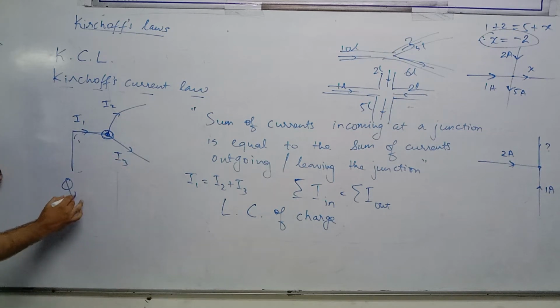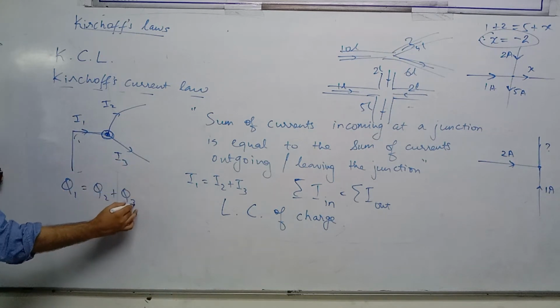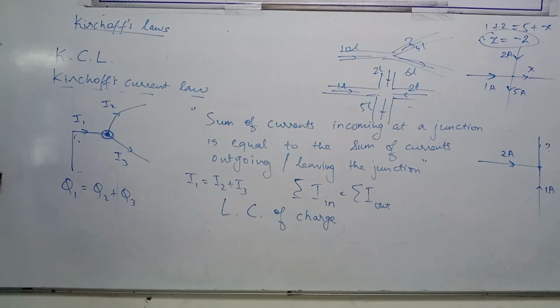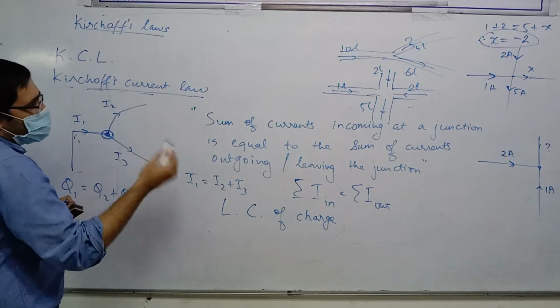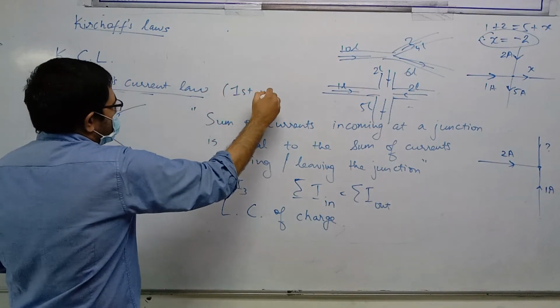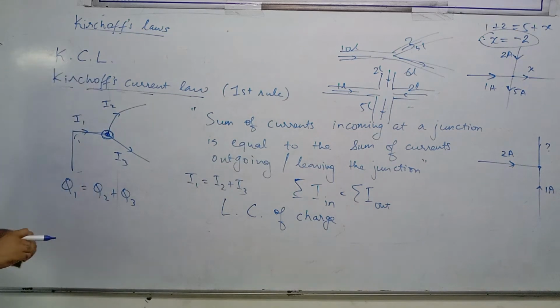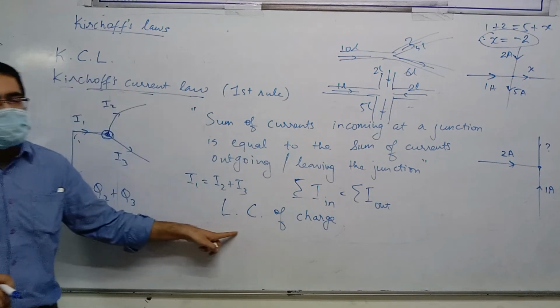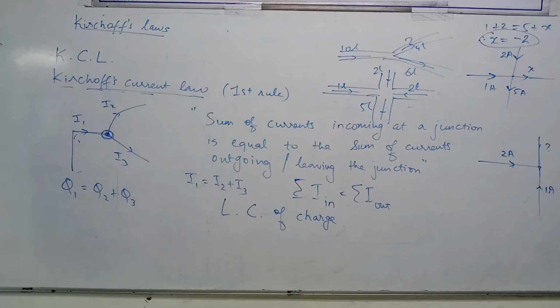So basically we should have Q1 equal to Q2 plus Q3. And when you divide this by time, charge upon time gives current. So you get this relation. So Kirchhoff's current law or current rule, also called the first rule, is due to which law of nature? Law of conservation of charge.